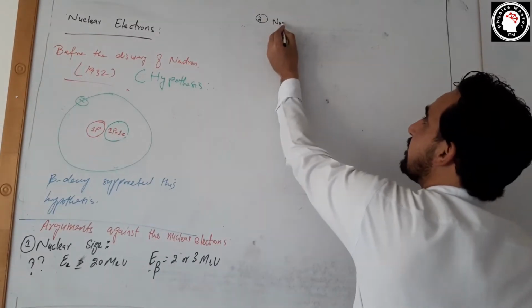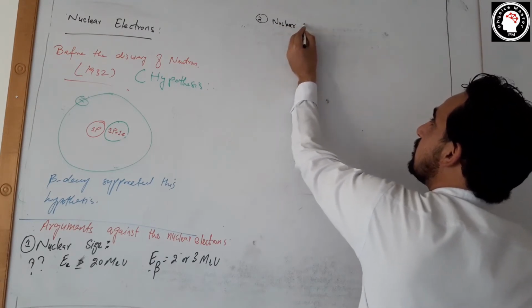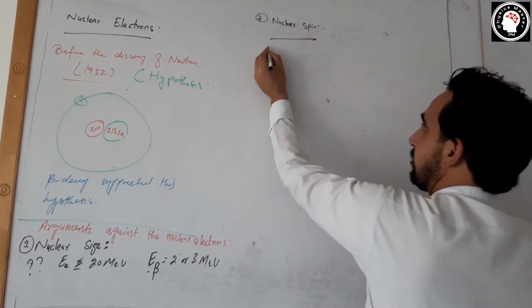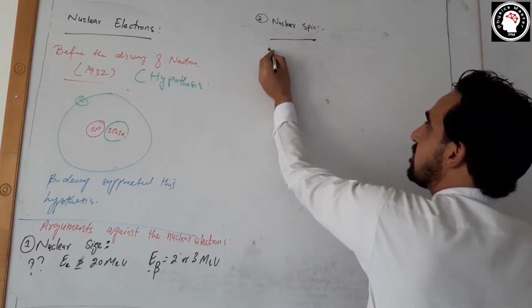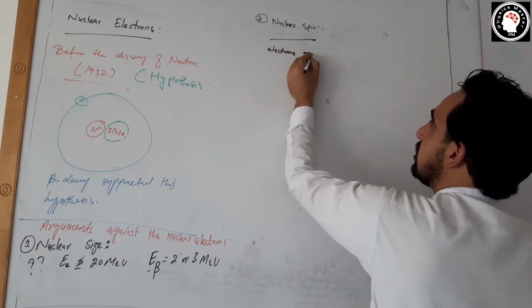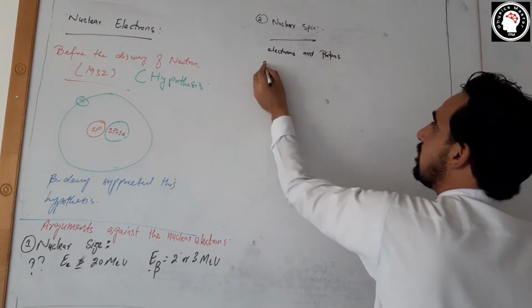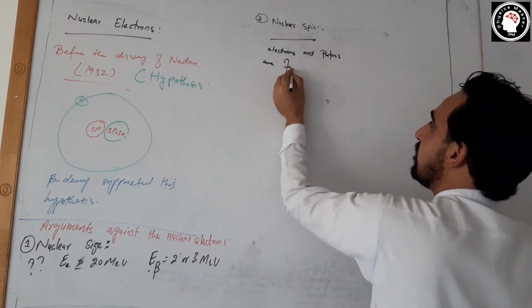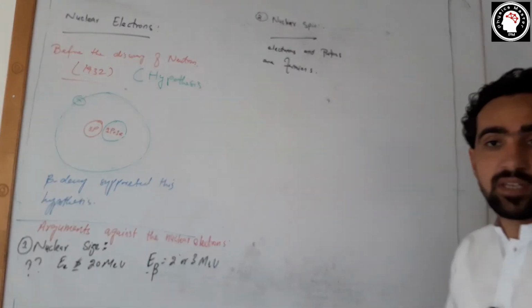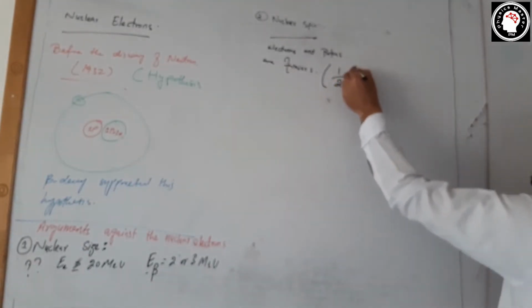Nuclear spin. We know both electrons and protons are fermions, and we know that they have a spin quantum number of 1/2.